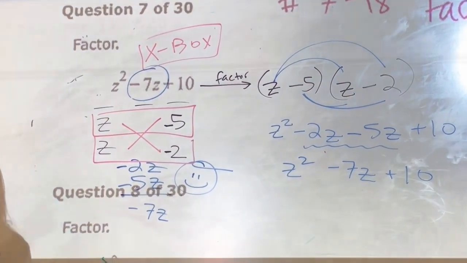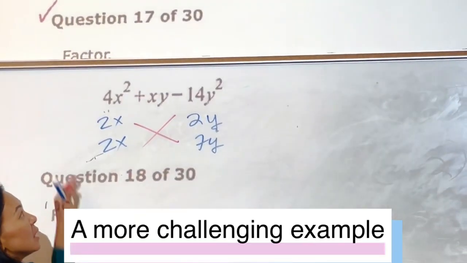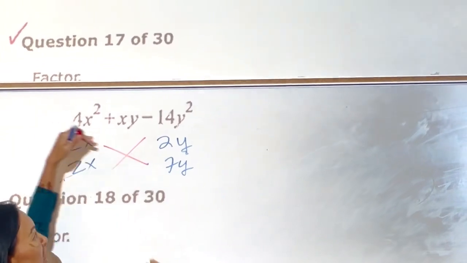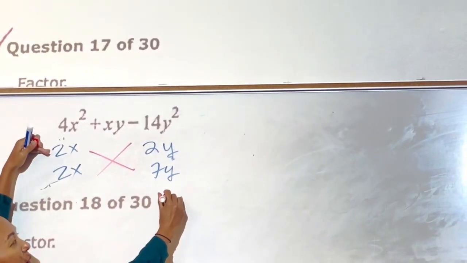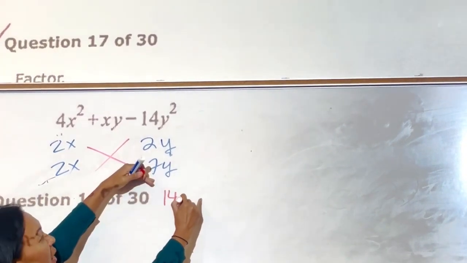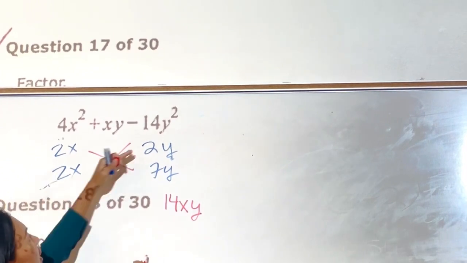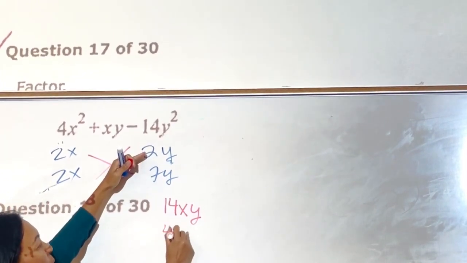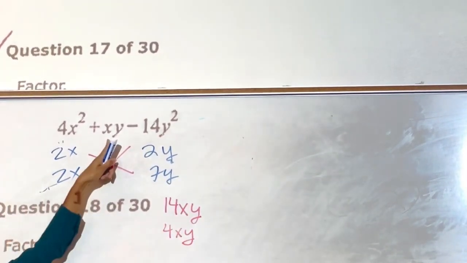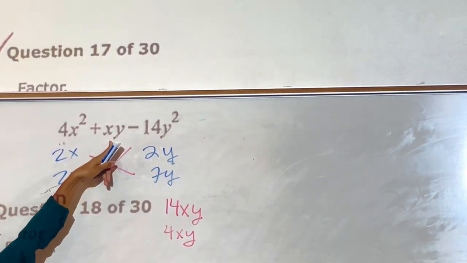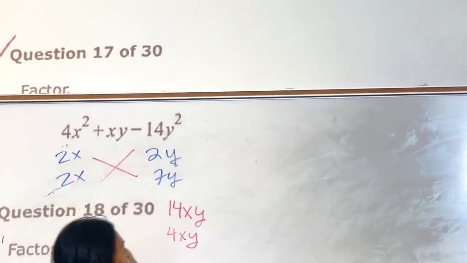Okay, everyone okay with this? Here, I'm going to exit. When I X it, when you cross multiply, what do we get? 14xy. And then this way, 4xy. Can I add or subtract that to give me a 1xy? No. So those numbers don't work.